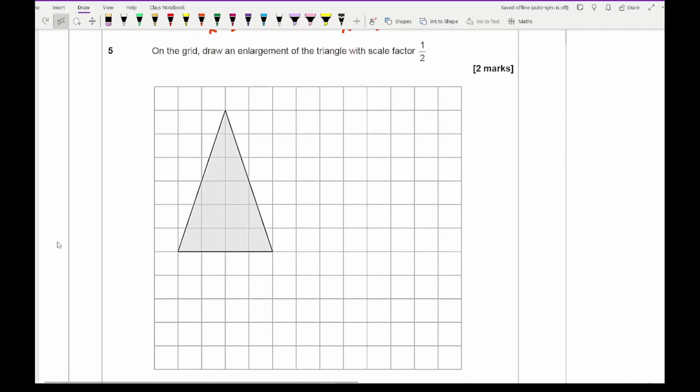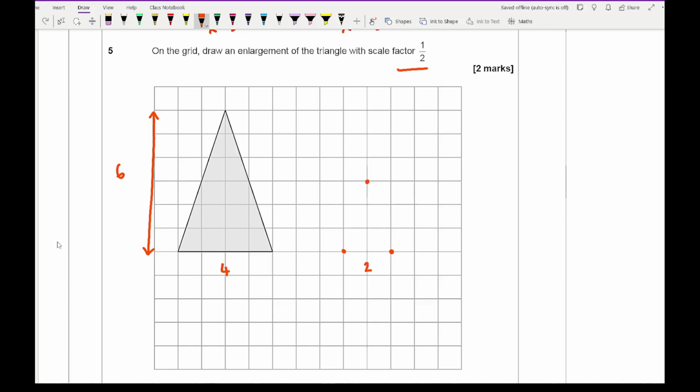For question 5, it says on the grid, draw an enlargement of the triangle of scale factor of a half. Looking at this particular triangle, the original one, it's got dimensions of a base of 4 and a height of 6. If I'm doing a scale factor of a half, I need to halve those two distances. So here I'm going to have a base of 2 and a height of 3.